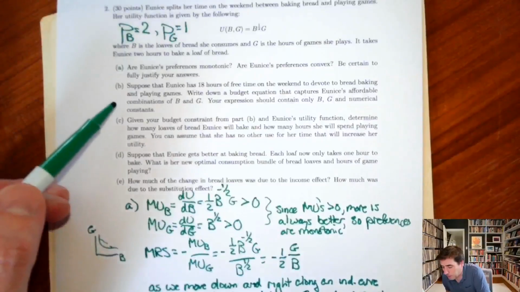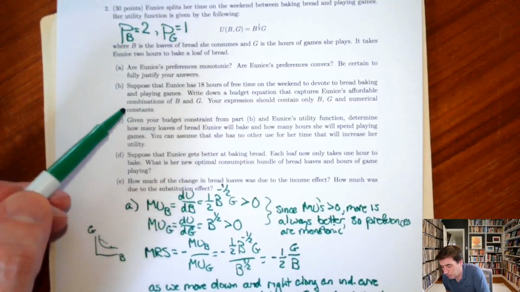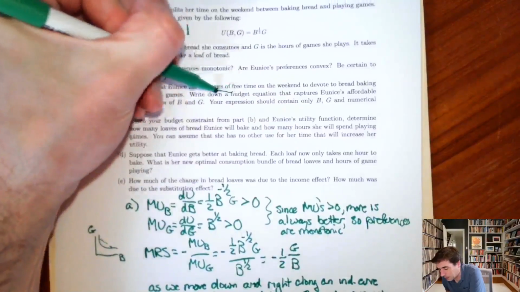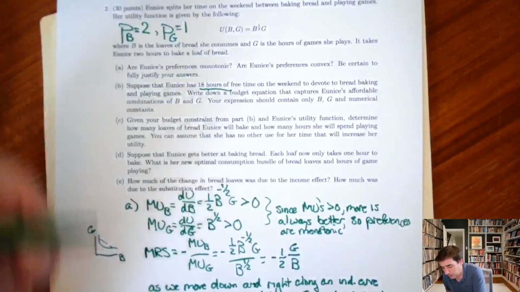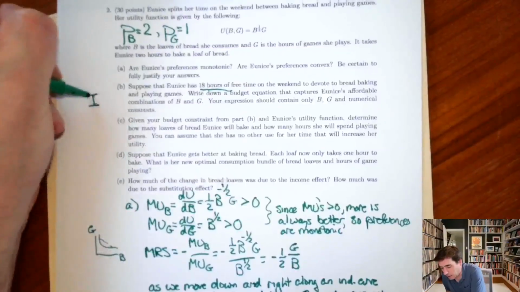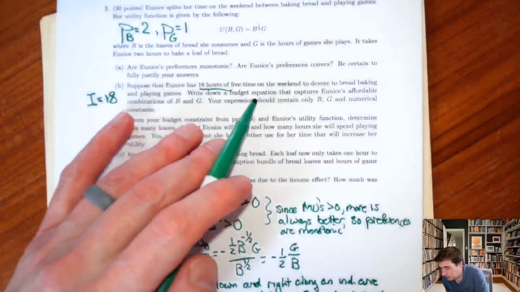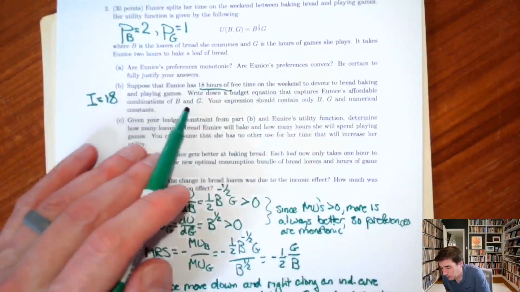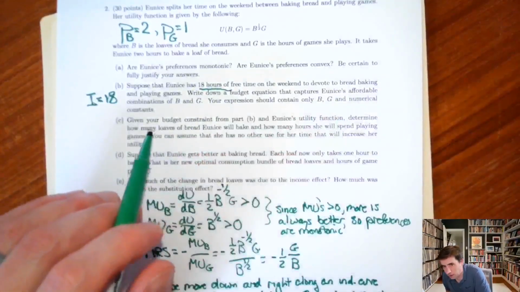All right, so part B. Suppose that Eunice has 18 hours of free time on the weekend to devote to bread baking and playing games. So that 18 hours right there, this is now telling me my income. So I'm going to make a little note that income is 18. All right, write down a budget equation that captures Eunice's affordable combinations of B and G. Your expression should contain only B, G, and numerical constants.